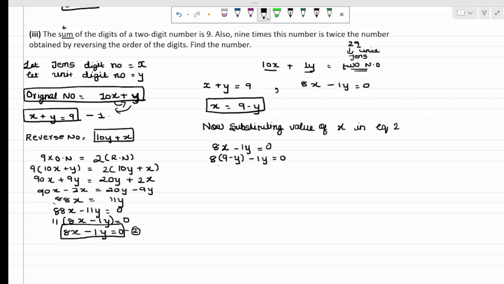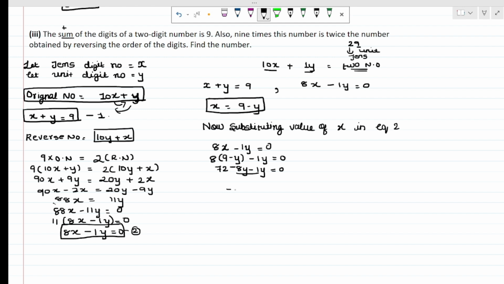Multiply over here. Multiply your 8 by 9. What will you get? 8 times 9, 72. Minus 8 times y gives you 8y, minus 1y equals 0. So minus minus will be plus, keep your like terms on one side.